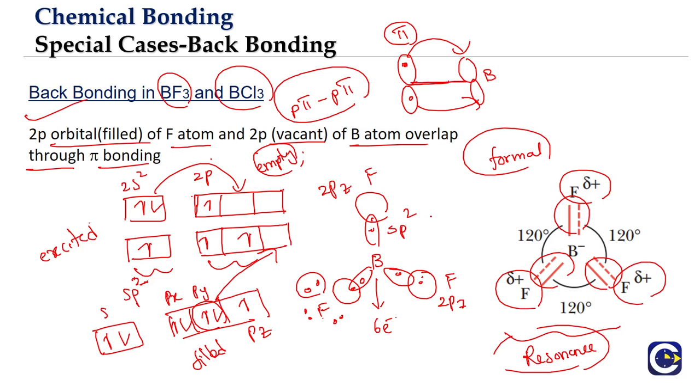Similar type of phenomena will happen in the case of BCl3 also. BCl3 also, what are we going to have? There will be a coordinate pi bond between the filled p orbital of chlorine. There in the case of chlorine, it is going to be what? The 3p orbital of chlorine.